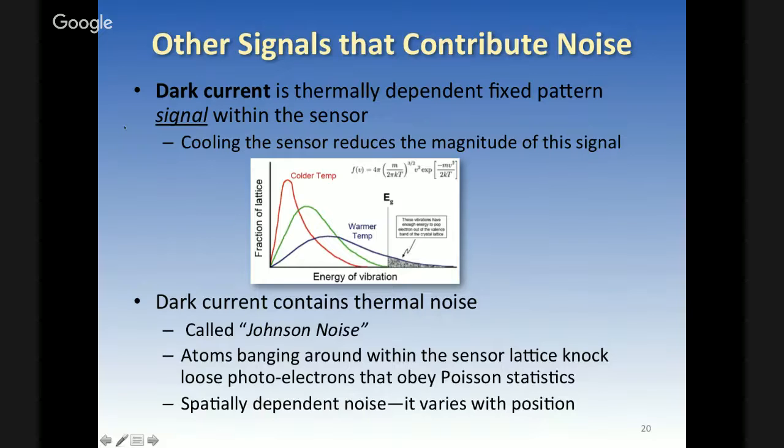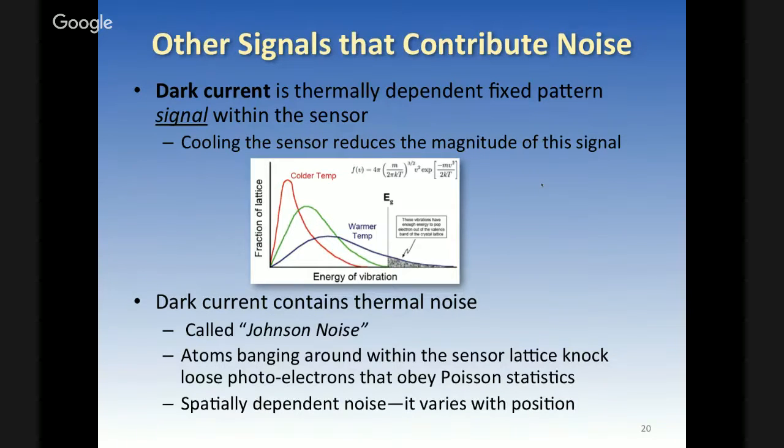So let's talk about some other signals that can contribute noise. First of all, is dark current. This is a thermally dependent fixed pattern signal within the sensor. Cooling reduces the dark current. Cooling the sensor reduces the magnitude of this signal. And because it reduces the magnitude, remember the magnitude is related to the average, it also decreases the noise. Dark current contains thermal noise.